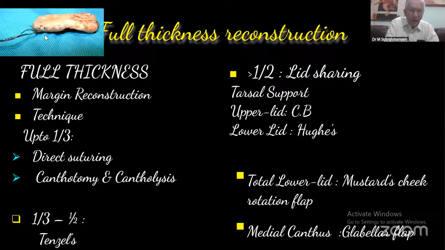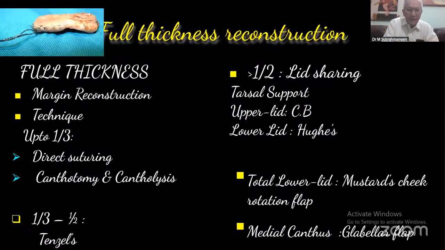Okay. Coming to the full thickness, the thing that you have to do is the marginal reconstruction. We'll see how to do the marginal reconstruction, and what the technique is. If the defect is up to 1/3, 25 to 30%, you may be able to approach both the cut edges. And if you are able to approach both the curtains straight, you can do direct suturing. Otherwise, we can do a canthotomy and cantholysis, mobilize, and suture that.